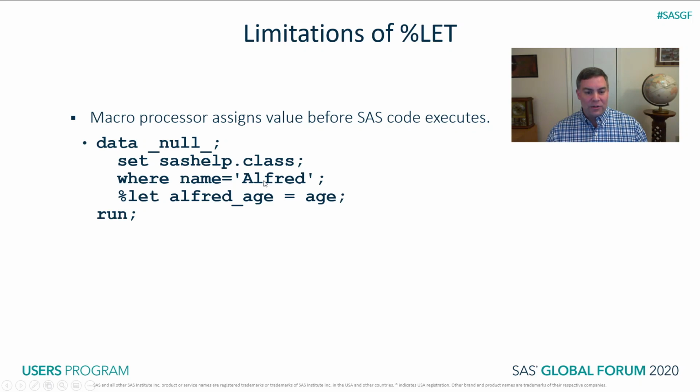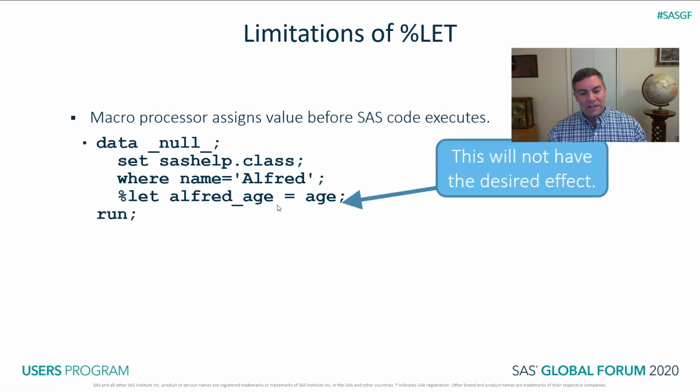So we read in the one record where name is Alfred, and now we have %let, and we attempt to create a macro variable called Alfred_age. %let Alfred_age equals age. Age is the name of one of the variables in the sashelp.class dataset. So we read in one record, and then we attempt to take the value of the variable age and assign it to a macro variable called Alfred_age. That should work, right? Well, this is not going to come out the way we were hoping.